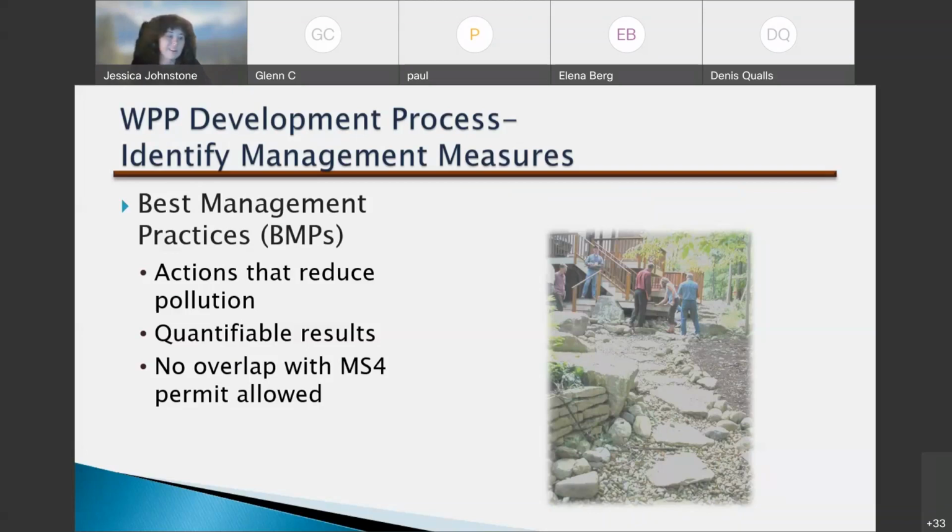These BMPs are going to be actions that aim to reduce pollution with quantifiable results. That's very important to our program. And then a real stickler about our funding is it cannot overlap with your existing MS4 permit requirements.